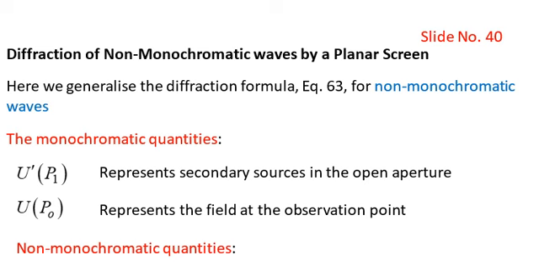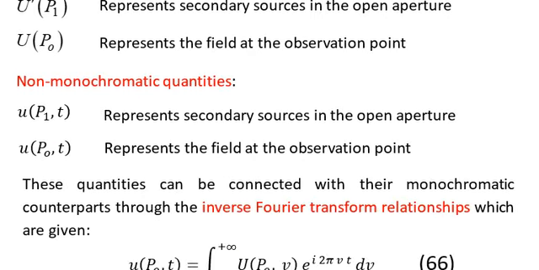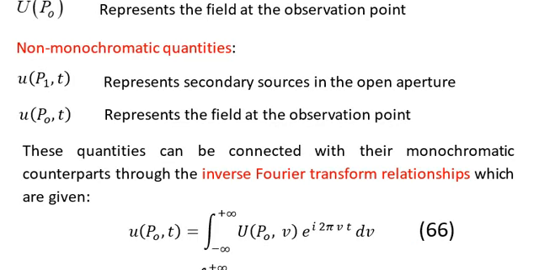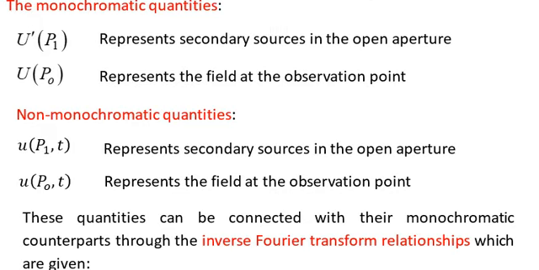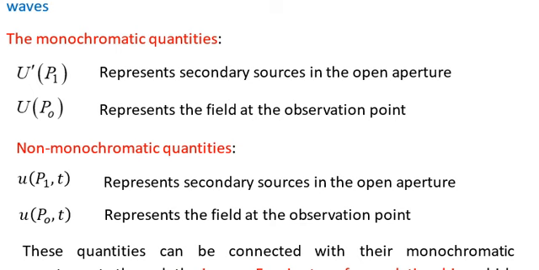So you see that we had an expression for U of P naught, and we now want to convert this expression for the non-monochromatic case. So let's introduce the non-monochromatic quantities. You see that we have the monochromatic quantities written in capital letters, that is capital U prime and capital U at P1 and P naught respectively, for the secondary sources in the aperture and for the point of observation P naught.